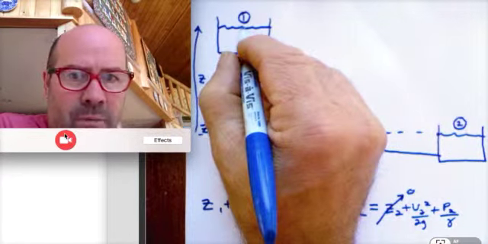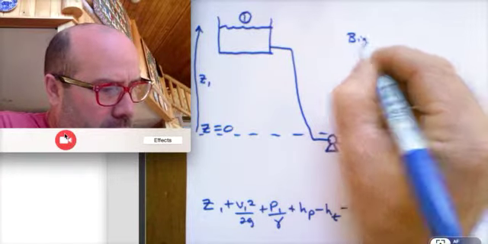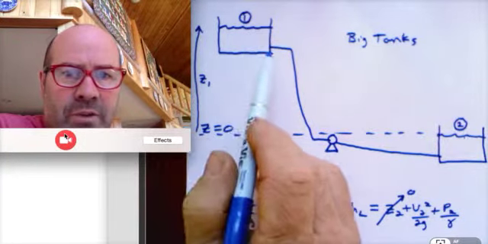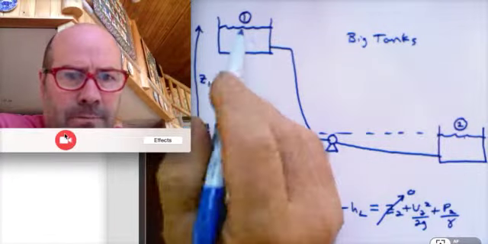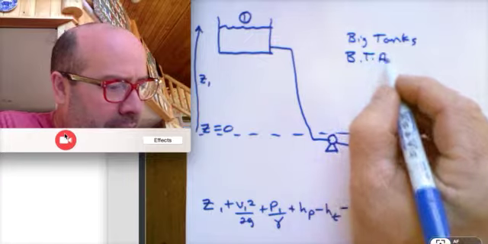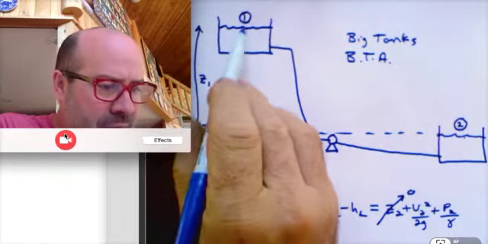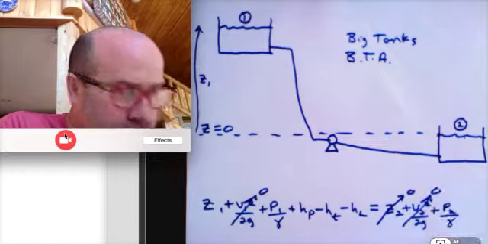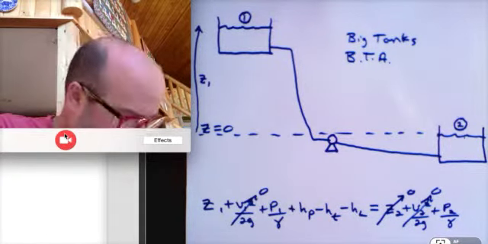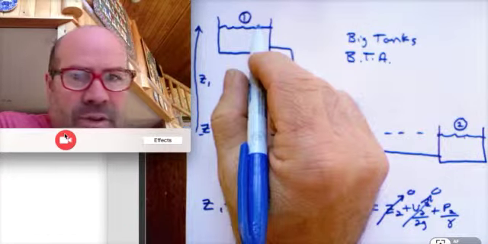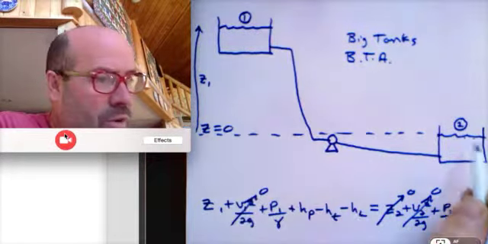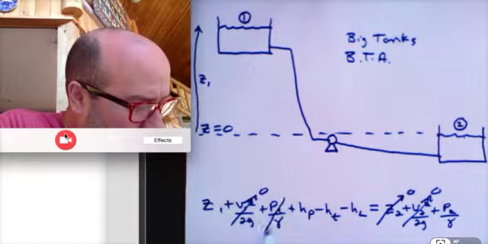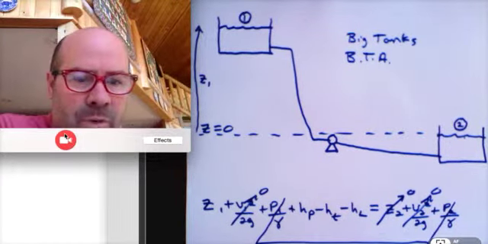If I choose my points up here in these big tanks, they have very little velocity in them because they're so big, and there's a lot of velocity in the pipe, but very little there. So we use what's called the big tank approximation, which says that the velocity at point 1 and point 2 is equal to 0. Another cancellation. Woohoo! The pressure at point 1 is atmospheric pressure. What's the pressure at point 2? Atmospheric. So whatever atmospheric pressure is, it cancels because it's on both sides of the equation.